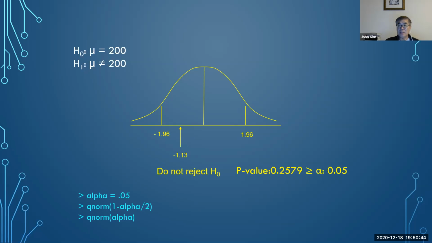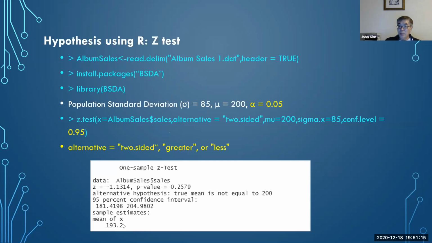So for research, what can be an example of this test? If you are a sales manager, and a CEO or whoever asks you, what is this year's sales? And asks, like, 200 million. Now the average is 193. Without statistics, we cannot say it is not 200. But we can say statistically, it is 200.